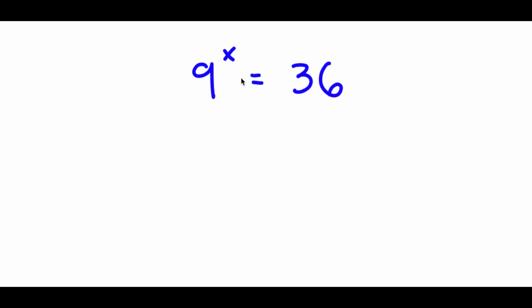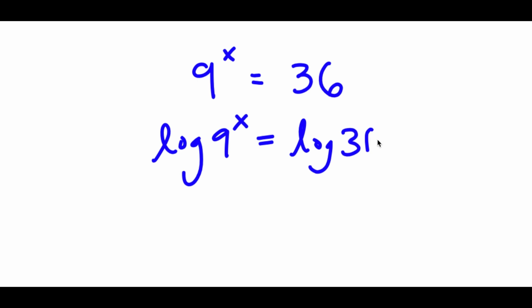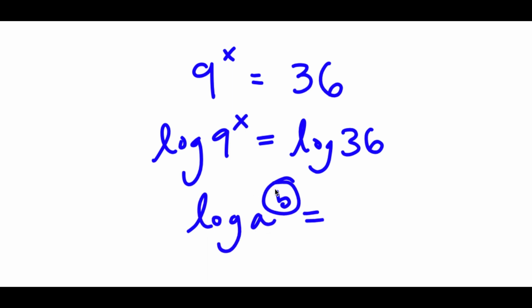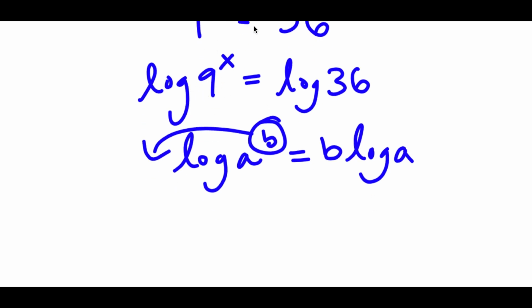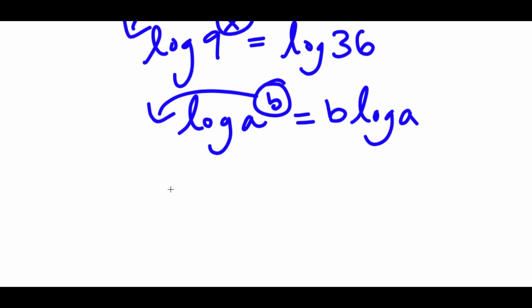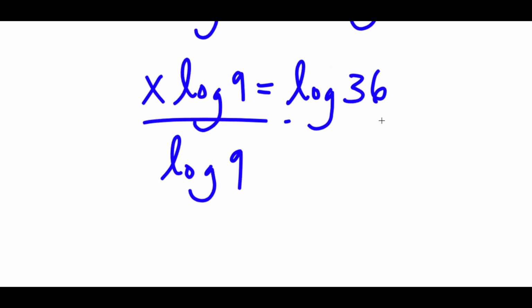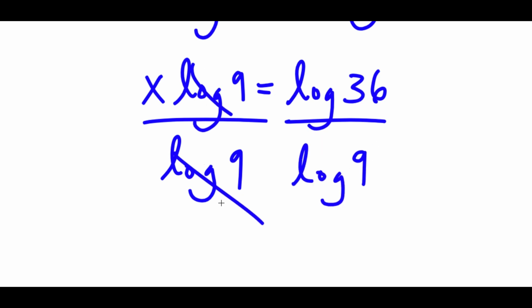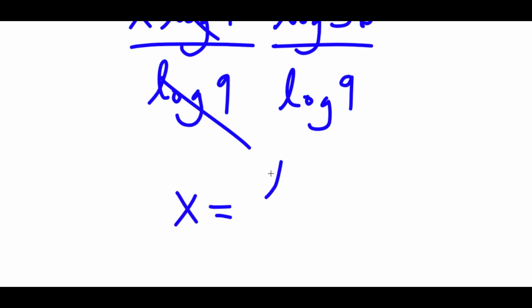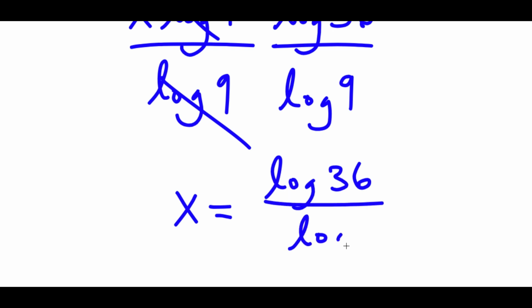Alright, so in this problem, I have 9 to the power of x is equal to 36. So to solve this, I'm going to first start by taking log on both sides. So now I have log 9 to the power of x is equal to log 36. Now, if I have something in the form log a to the power of b, I can move this exponent b to the front. So this can equal b times log a. So in this case, I have log 9 to the power of x, and I can move x to the front. So now I have x times log 9 is equal to log 36. Now if I divide both sides by log 9, these two cancel out, and I get x is equal to log 36 over log 9.